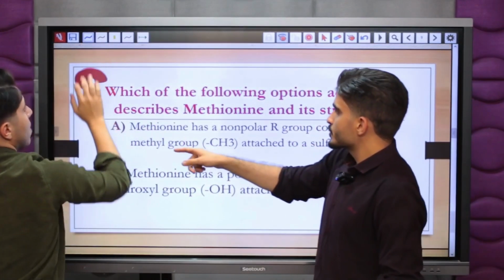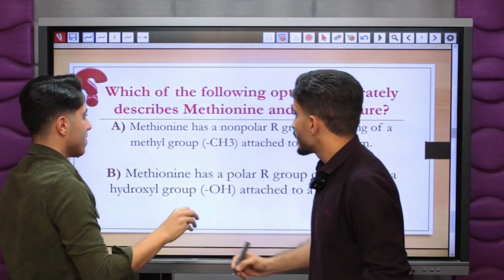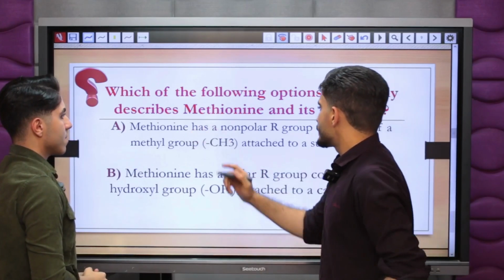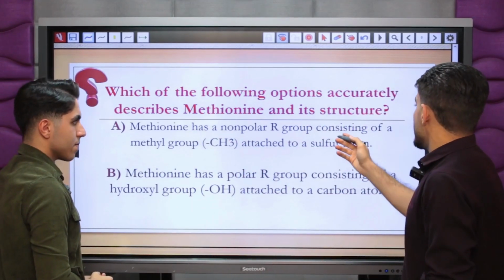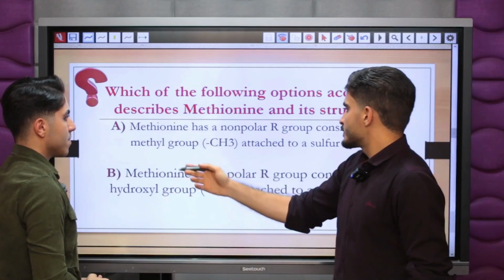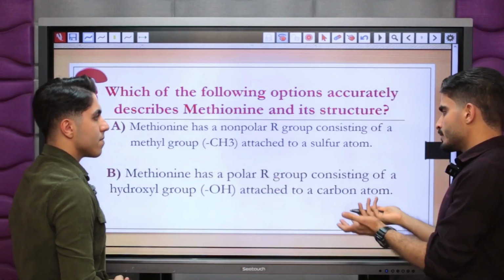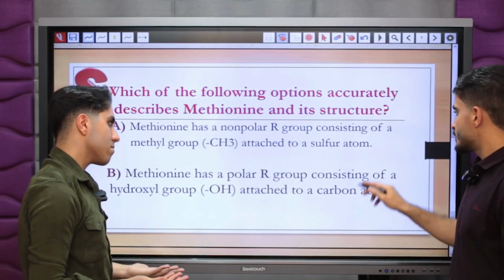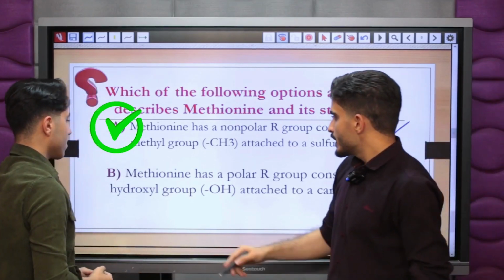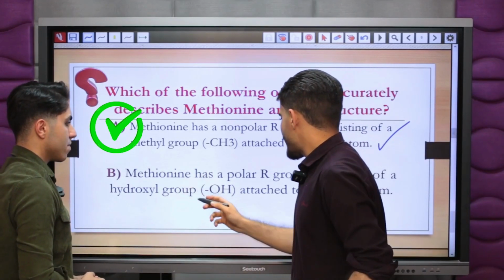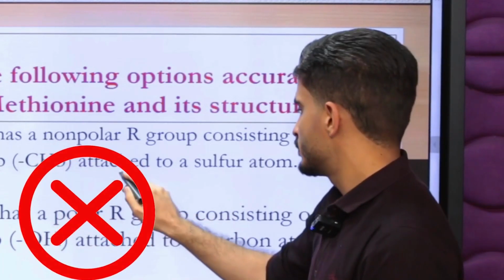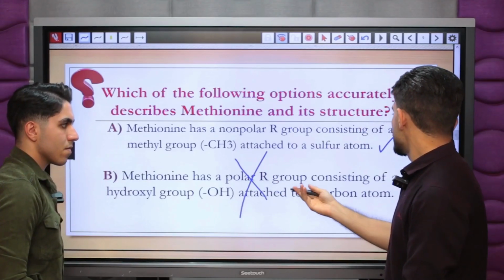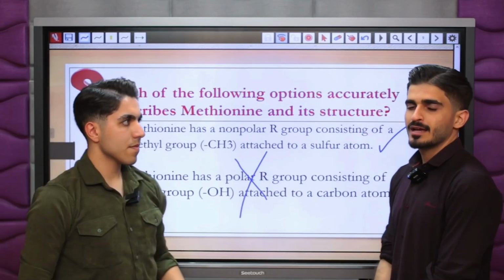Okay. Option A, please. Methionine has a nonpolar R group. So far, this is correct. Consisting of a methyl group attached to a sulfur atom. It is completely right. Option B. Methionine has a polar R. Has a polar? Uh-oh. We can eliminate this option right here.